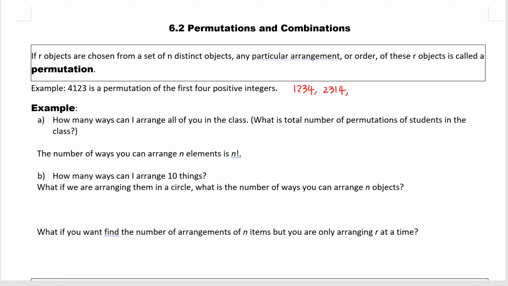And I want to point out that in a permutation, the order really matters. Okay, so let's look at some examples. How many ways can I arrange all of you in class? What is the total number of permutations of students in the class? The number of ways we can arrange n elements is n factorial, because the order really matters, so we're looking at the number of orderings.